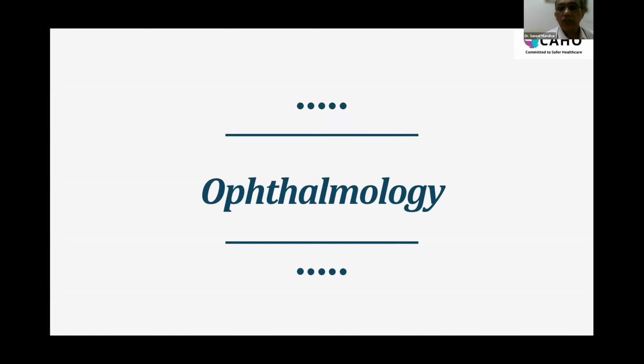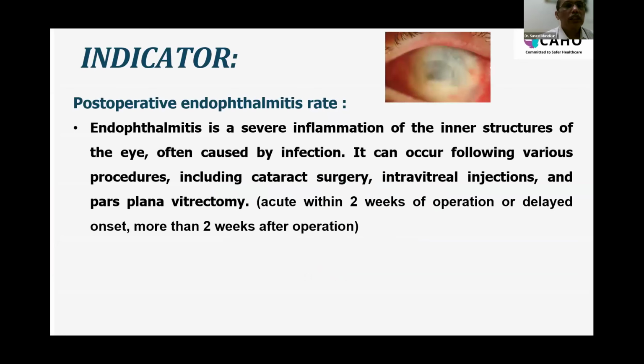The next indicator I'm going to discuss is in ophthalmology, that is the post-operative endophthalmitis rate. Endophthalmitis is a severe inflammation of the inner structures of the eye, often caused by infection. It can occur following various procedures, including cataract surgery, intravitreal injections, and pars plana vitrectomy. It is called acute within 2 weeks of operation, or delayed onset more than 2 weeks after operation.